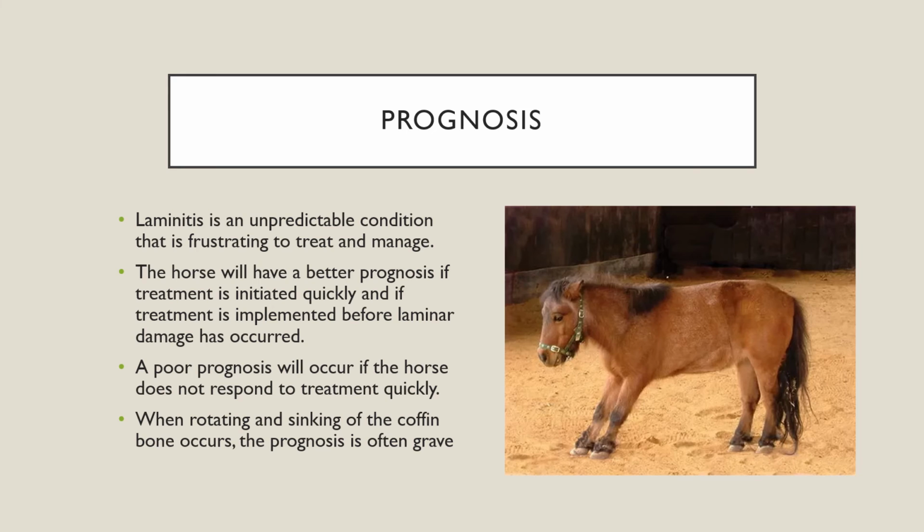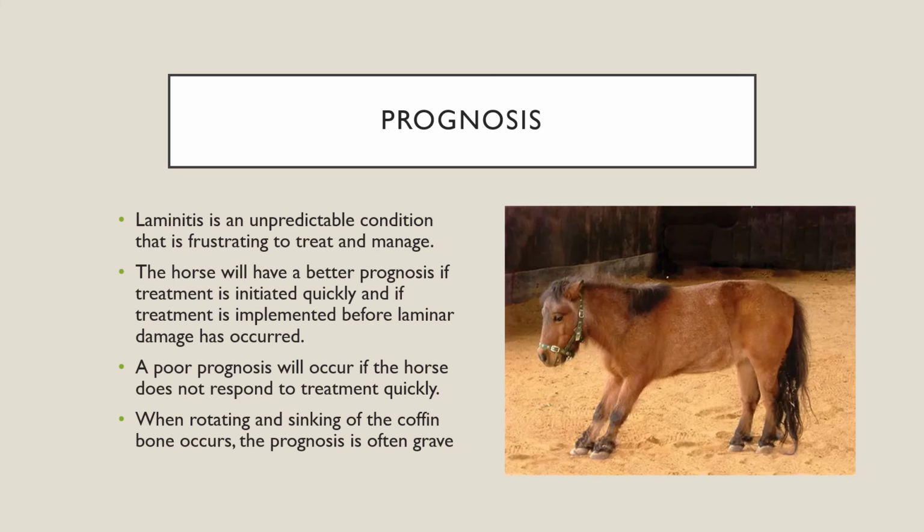The horse will have a better prognosis if treatment is initiated quickly and if treatment is implemented before laminar damage has occurred. A poor prognosis will occur if a horse does not respond to treatment quickly. When rotating and sinking of the coffin bone occurs, the prognosis is often grave.